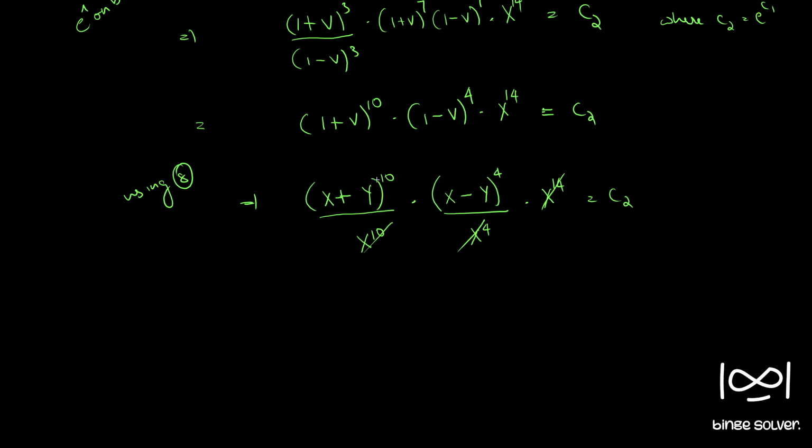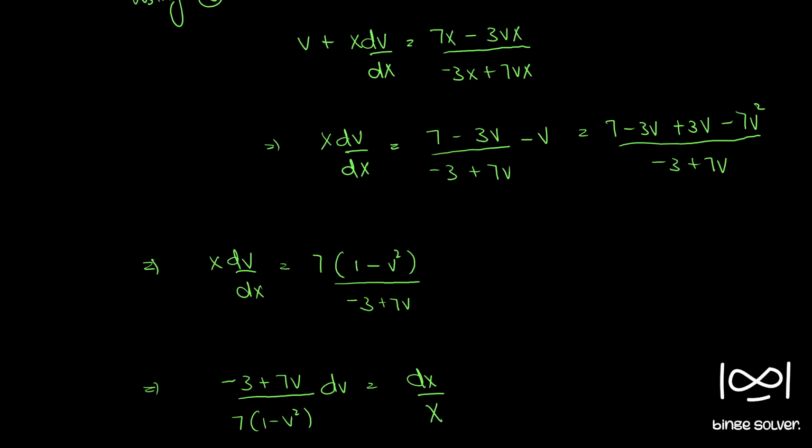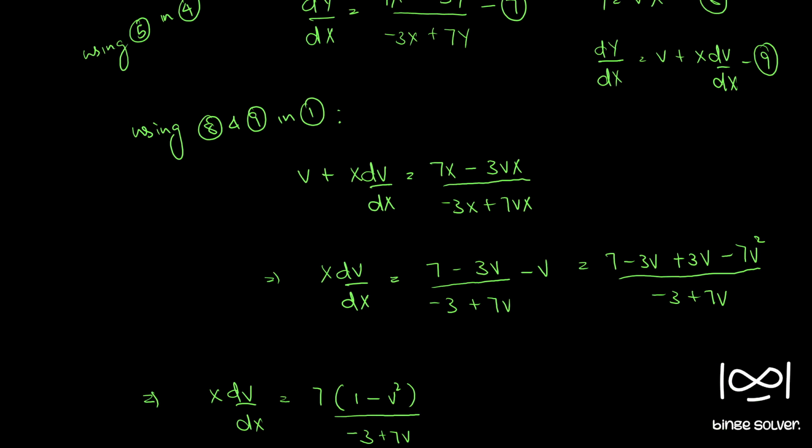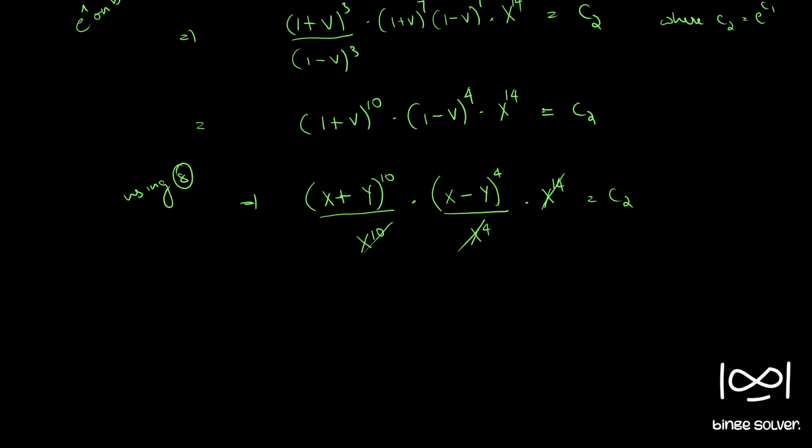So now we have this, and we can apply another substitution where y equal to y and x is equal to x minus 1. So we can apply that substitution. So x plus y minus 1 whole raised to 10 into x minus y minus 1 raised to 4 equal to c2.